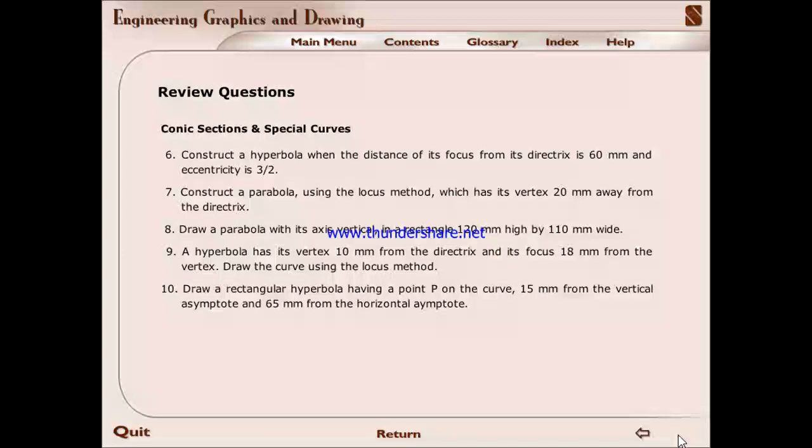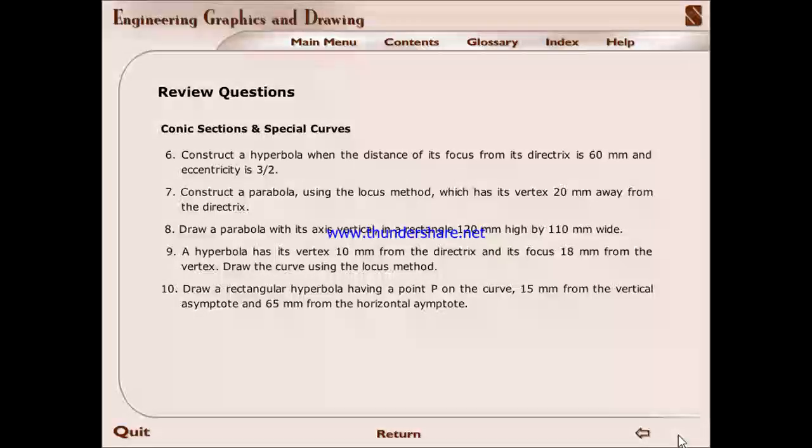Construct a parabola using the locus method which has its vertex 20 mm away from the directrix. Draw a parabola with its axis vertical in the rectangle 120 mm high by 110 mm wide.